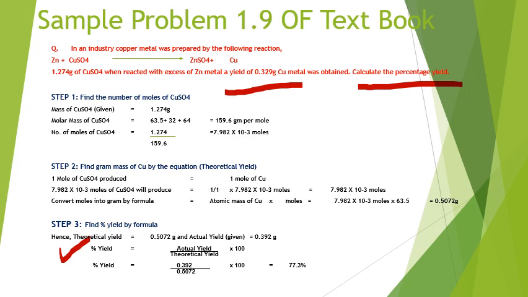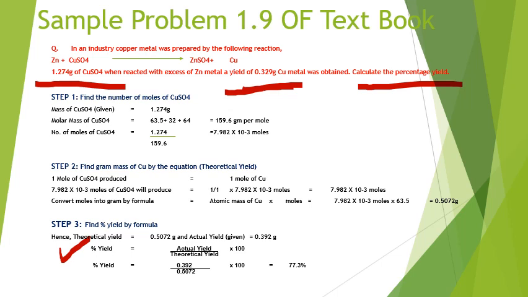What is my actual yield? The actual yield is 0.329 grams, which I obtained from the chemical reaction. That is when 1.274 grams of copper sulfate reacted with excess zinc metal, meaning zinc metal is in excess while the copper sulfate is the limiting reactant, right? So I have the actual yield, but I have to calculate the theoretical yield using this quantity of copper sulfate.